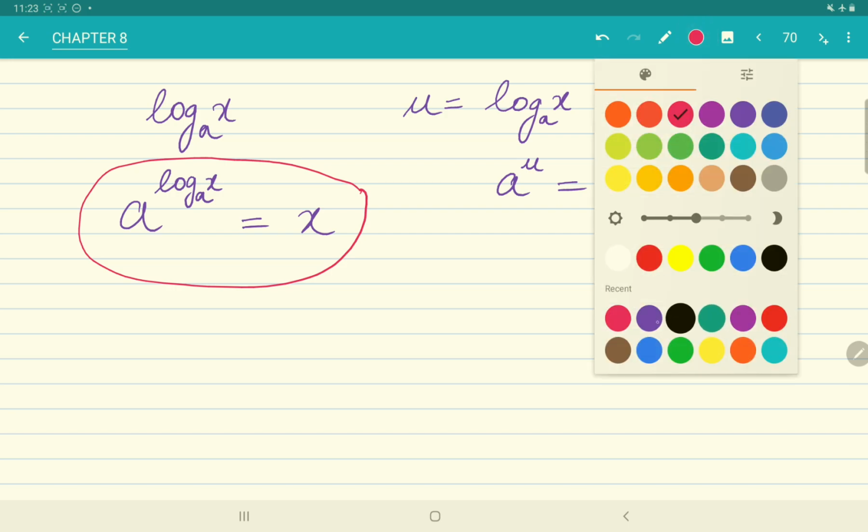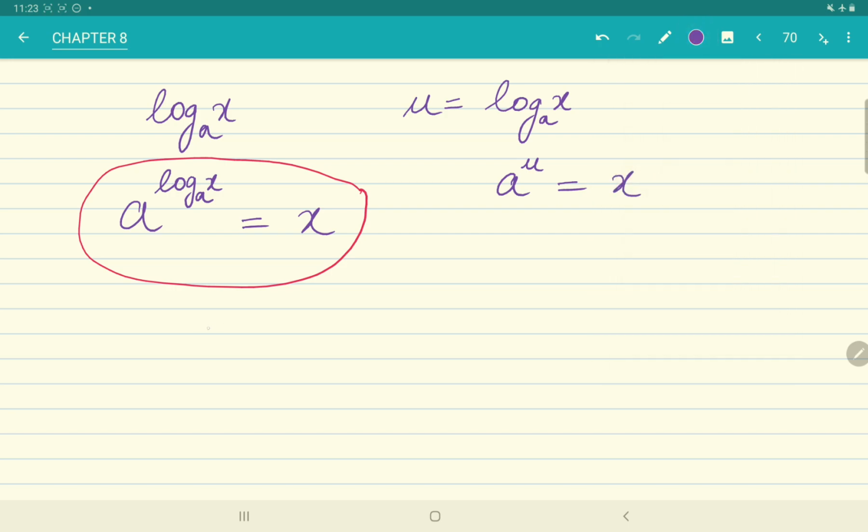For example, if I write log of 32 to the base 2, this is going to be equal to 5, because this is the power to which I have to raise 2 in order to get 32. So 2 raised to the power 5 is 32. That is why log of 32 to the base 2 is equal to 5, because 2 raised to the power 5 is equal to 32.